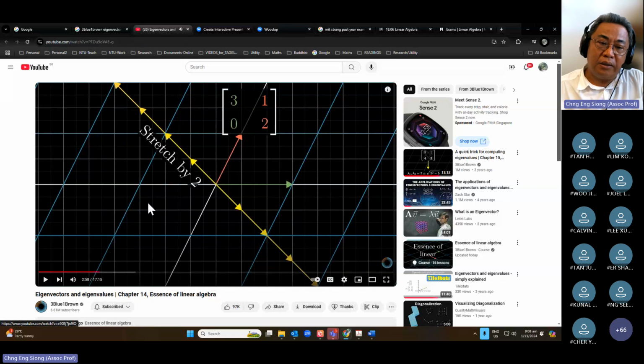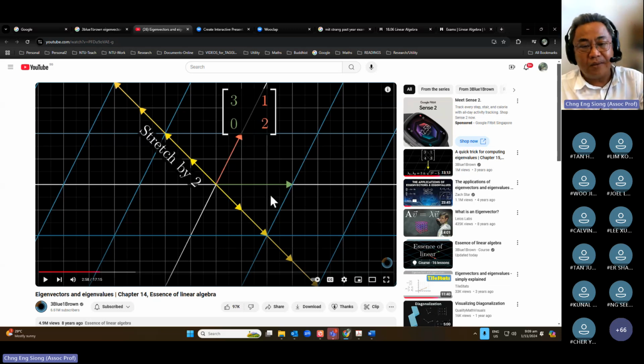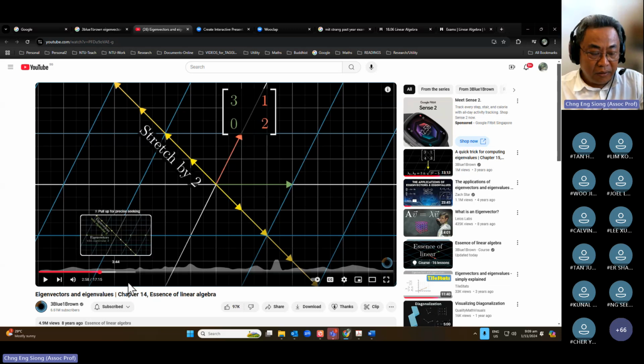So this was what I gave you, right? He gave you 1, minus 1 and it's stretched. I give you minus 2, 2, it also stretches. So any vector along this yellow line is an eigenvector. That's what he means. Any vector along this green line is an eigenvector because it doesn't get out of the span. Okay, so this is what we're talking about.